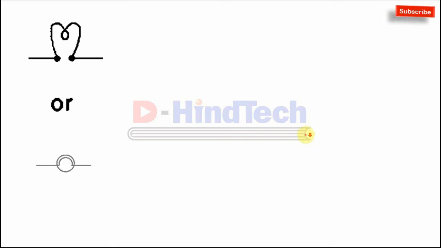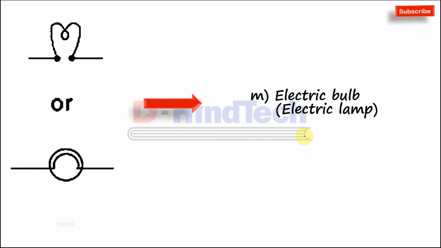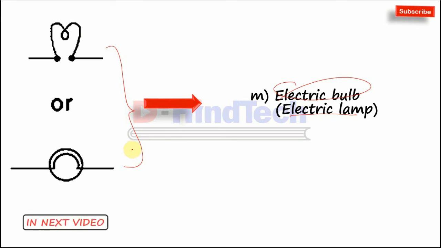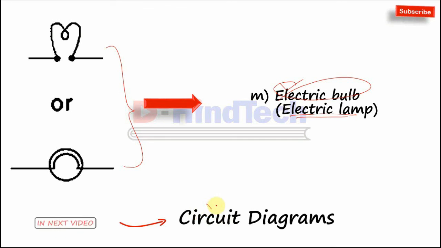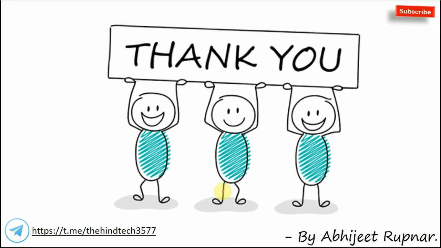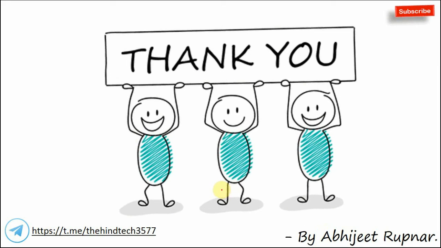Then the last symbol which is used in an electric circuit diagram is for representing an electric bulb, or also we can say an electric lamp. So out of these two symbols, we can use any one for representing an electric bulb or electric lamp in an electric circuit diagram. So this is all about today's video. In the next video we will be discussing circuit and diagram. So I hope you have understood all the symbols for electrical components.